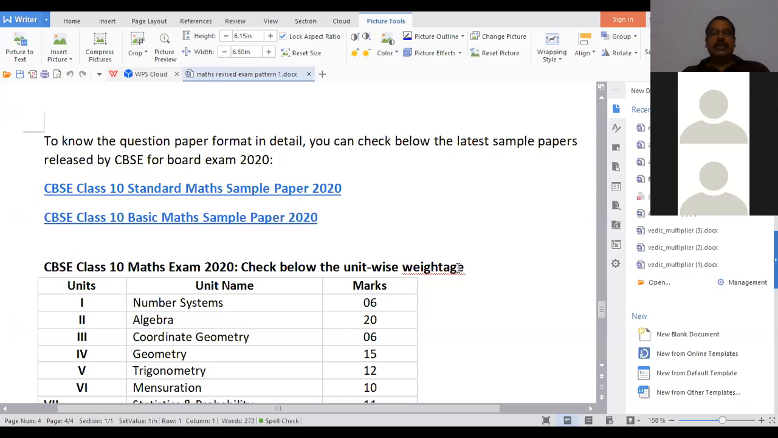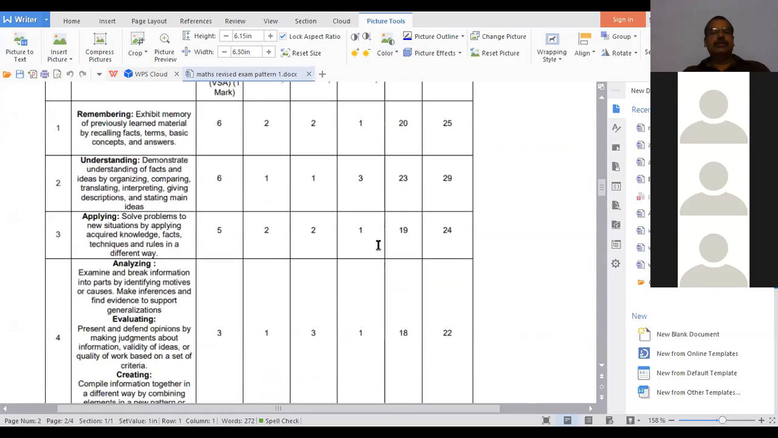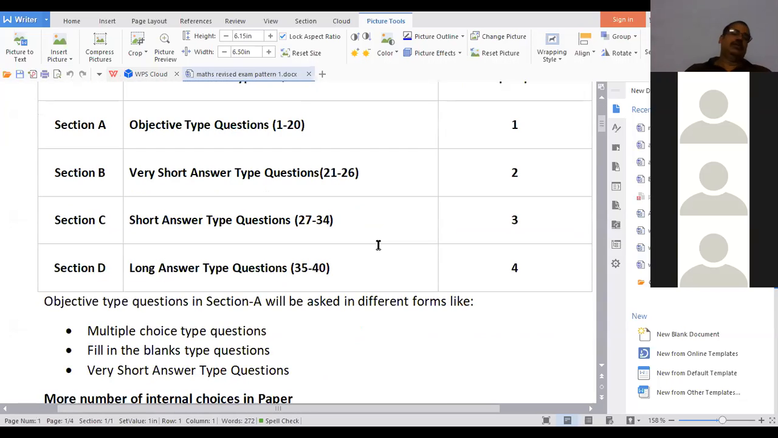Okay, any doubts regarding quadratic equations? The question paper pattern also we told. Do you understand the question paper pattern? Still we have only 10 minutes time.